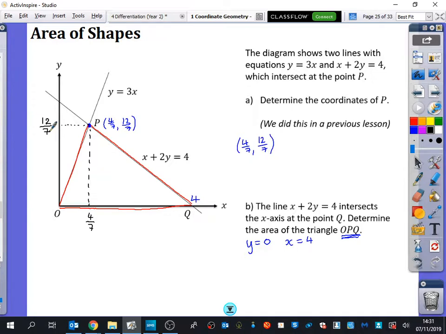How do you find the area of a triangle? Base times height divided by 2. Keep it simple. But the thing is, the particular height of the triangle is 12/7. The base of this triangle is 4. That's why it told us about the point Q.